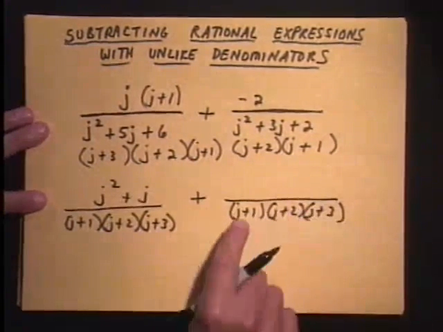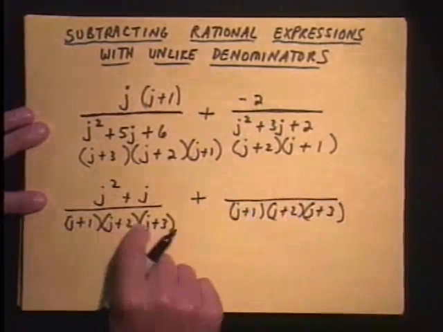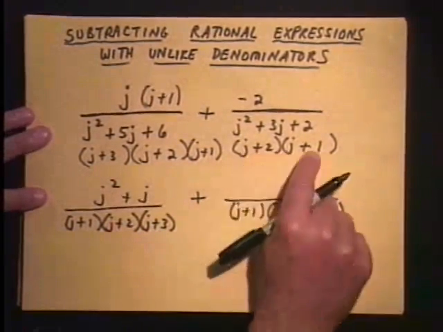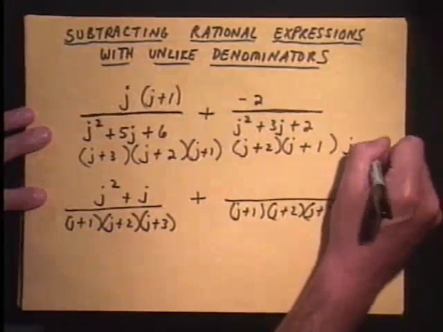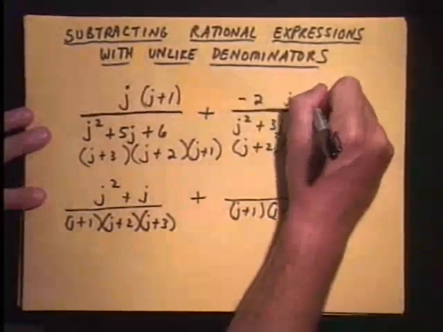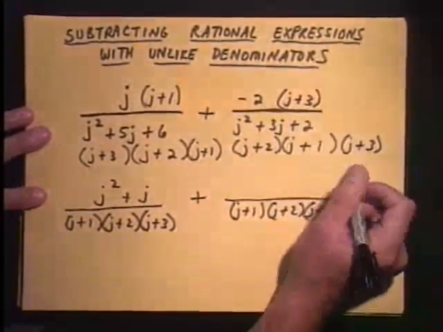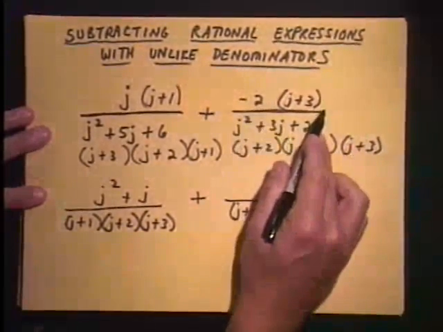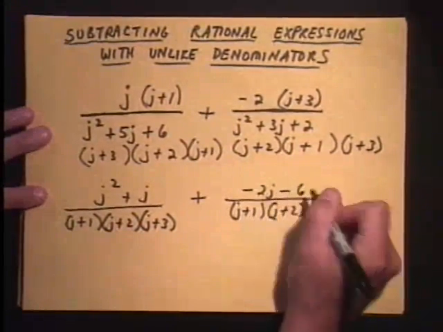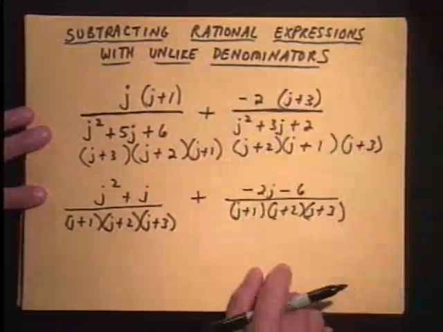All right. Second fraction. Here's the common denominator we established. This second fraction is missing the what, Young? Well, it's missing the j plus 3. And again, whatever you do to the bottom, you've got to do to the top. So we're going to distribute that -2 through and get -2j minus 6. So watch those signs there.